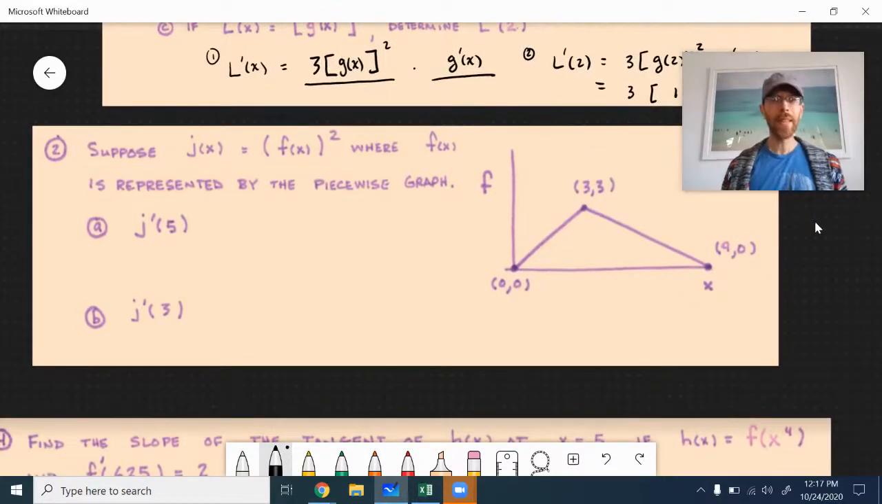Okay, here's one that's a little bit different. Check this one out. It says suppose j of x is equal to f of x squared, where f of x is represented by the piecewise function. Now, the first step is going to be to get our derivative equation, right? So let's go ahead and do that. In this case, there are 2 steps.